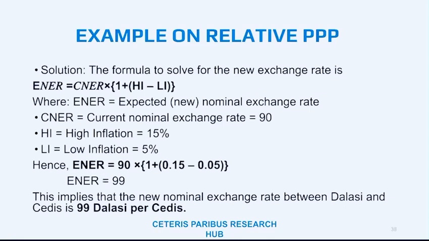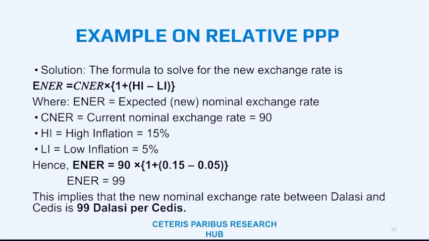So if you plug in the values, 15% is simply 0.15, 5% is simply 0.05. Then the expected or the new nominal exchange rate is 99. But what is 99? 99 is simply $99 per cedi, because initially it was $90 per cedi. So now it is $99 per cedi. So by how much has this exchange rate changed? It has changed by $9. Do you understand? So in other words, the exchange rate should change by 10% for the PPP condition to continue to hold.